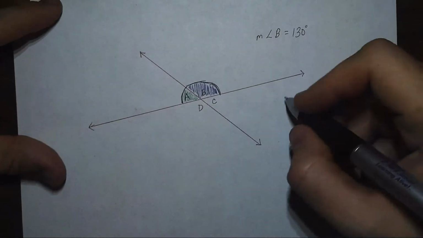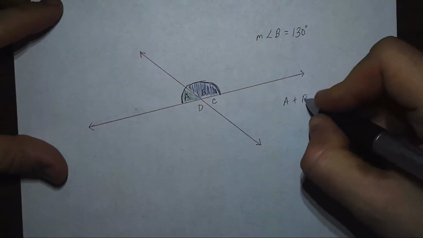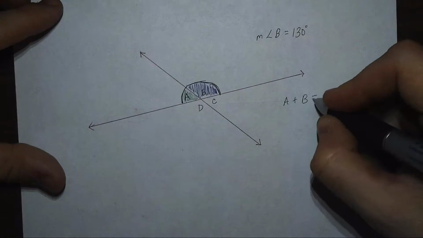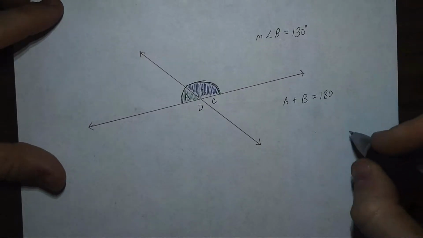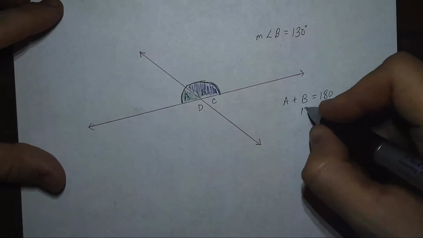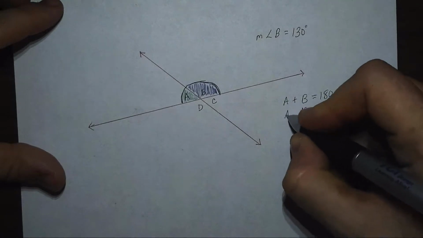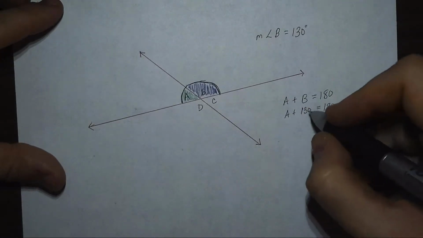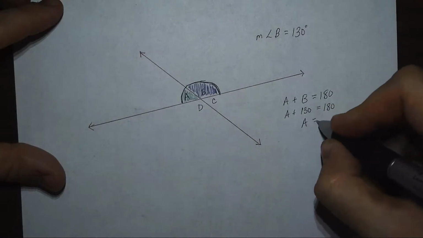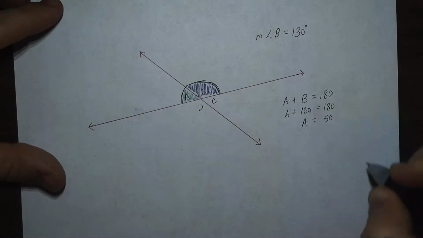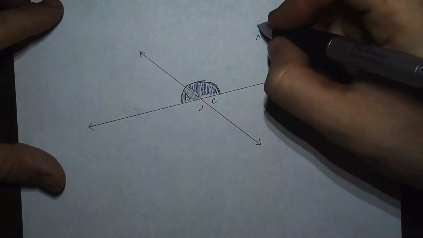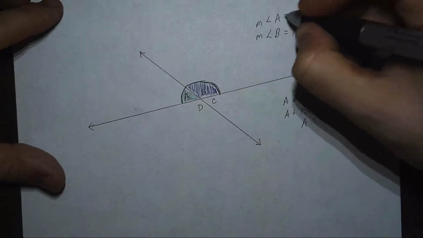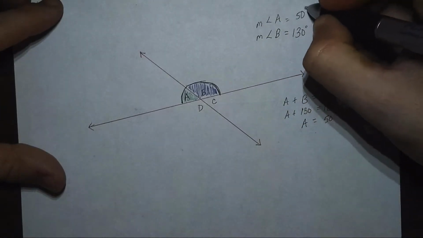So I know angle A plus B has to have a sum of 180 degrees. Well, I know B is 130, so I'm thinking what plus 130 equals 180. So when I solve for that, I would find that angle A therefore must be equal to 50 degrees. So now I know the measure of angle A is 50 degrees.